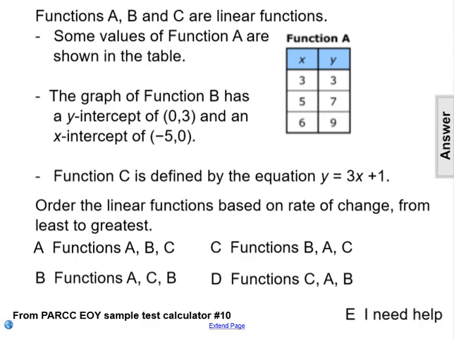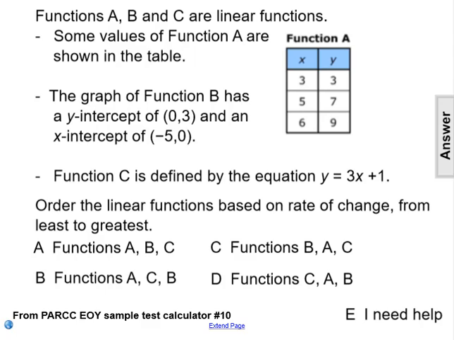Functions a, b, and c are linear functions. Some values of function a are shown in the table. The graph of function b has a y-intercept of (0, 3) and an x-intercept of (-5, 0). And function c is defined by the equation y equals 3x plus 1. Order the linear functions based on rate of change from least to greatest.